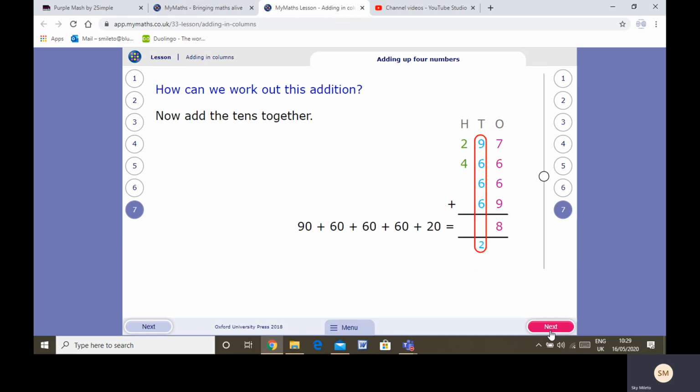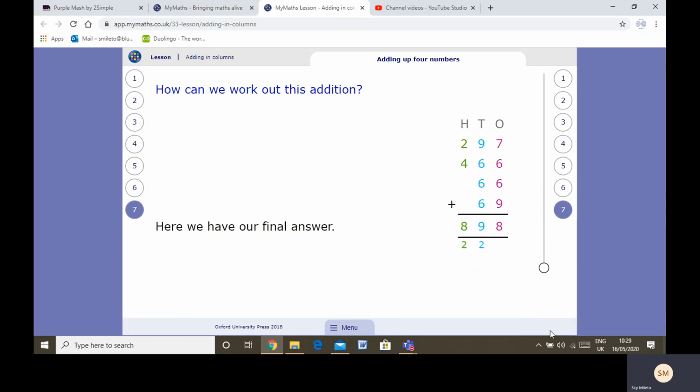And then we need to add all the tens together. 90 plus 60 plus 60 plus 60 plus 20. 29 tens. So we have 29 tens. So that 29 tens is the same as 290. So that we have 200s, so that needs to move to the hundreds column. Then we add our hundreds. 4 plus 2 plus 2, 8. So we can do as many numbers as we need to get the numbers together.